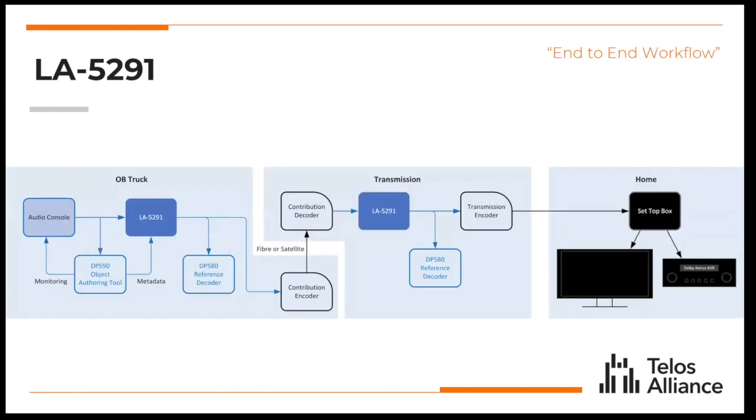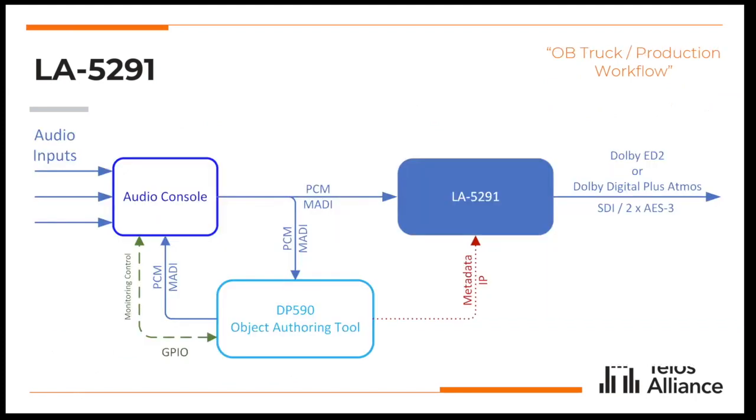Where this fits in the chain, this can fit in the remote truck. This can fit in transmission for the final encode. So this would work in a remote truck. This would sit with the DP590 authoring tool that creates the metadata, and the 590 provides monitoring outputs as well. The metadata would get pushed to the 591 or 5291, and then the Dolby E or the Dolby Atmos bitstream gets sent from the remote truck.